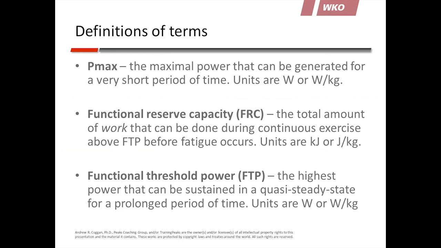So to get that into your vocabulary, it's being defined here as the total amount of work that can be done during continuous exercise above FTP before fatigue occurs. The units would be kilojoules or joules per kilogram. And last week we talked about the similarities and differences between FRC and anaerobic work capacity, or W prime, calculated using the now classic Monod and Scherrer critical power model. So you can review the previous webinar to see why I felt there was a need for a new term here.